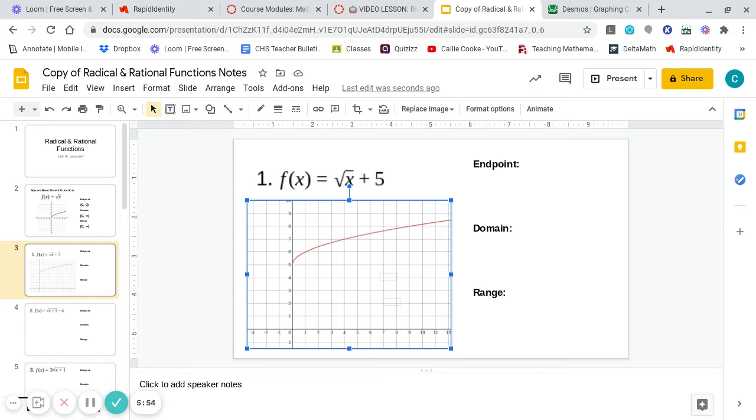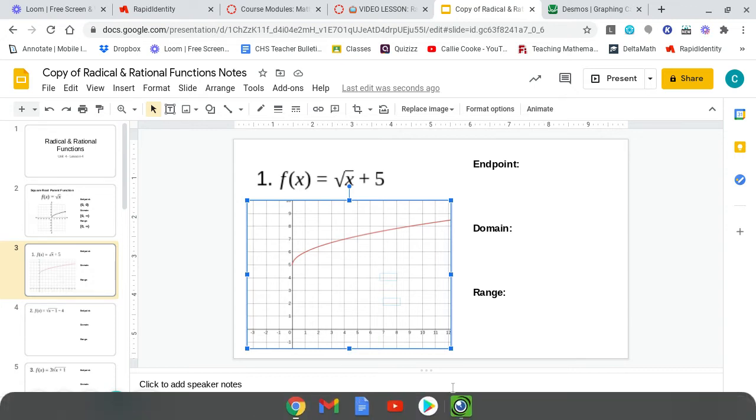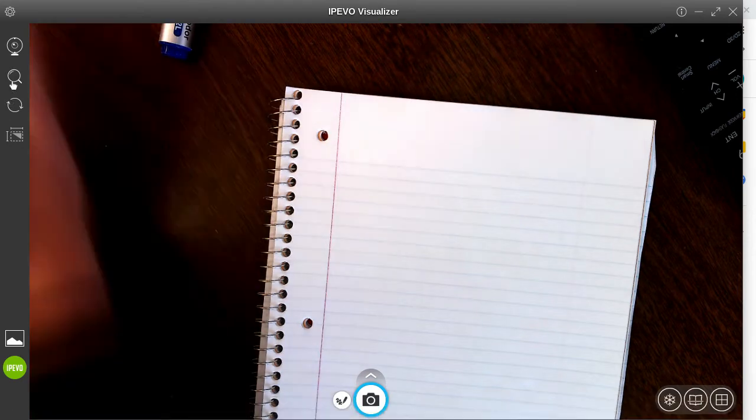From here on out, I am going to just use my notebook. So if you want those problems in front of you, make sure you have that pulled up, but I have them in front of me, so I'm just going to feed off that.